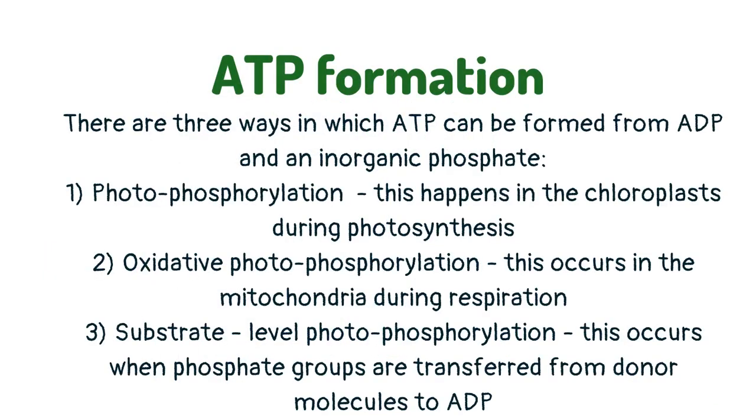There are three ways in which ATP can be formed from ADP and an inorganic phosphate. 1. Photophosphorylation. This happens in the chloroplasts during photosynthesis. 2. Oxidative phosphorylation. This occurs in the mitochondria during respiration. 3. Substrate level phosphorylation. This occurs when phosphate groups are transferred from donor molecules to ADP.